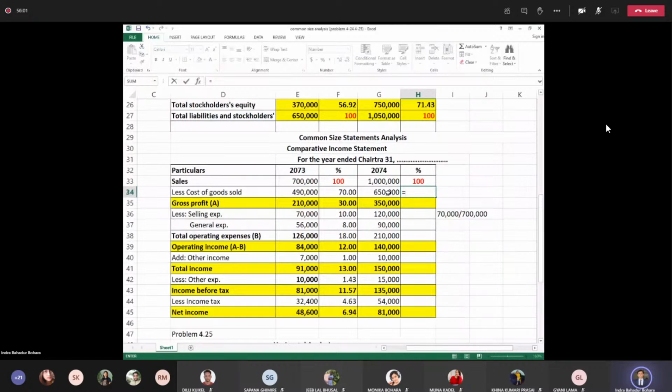6 lakh divided by 6,50,000 divided by 10 lakh. Multiply by 100.